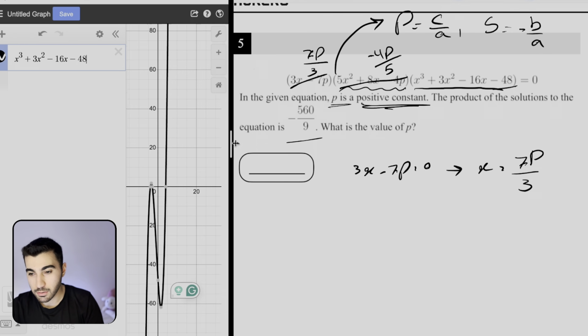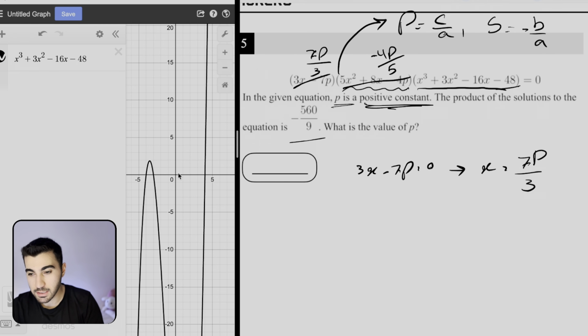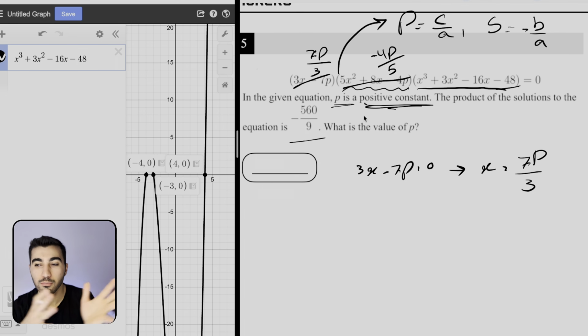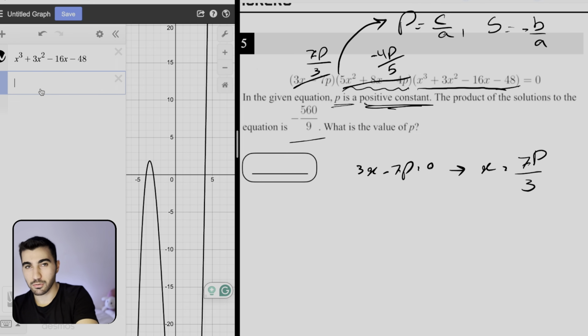Let's zoom out. All right, so you see the x-intercepts. One is here, the other one is here, and the other one is here. So if you want to find the product, we're just going to multiply these, right? So 4 times negative 3 times negative 4 is going to give us, even that, I'm going to do it on Desmos. Just avoid mental math in the exam so you don't make any silly mistakes.